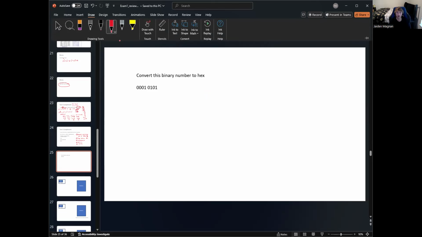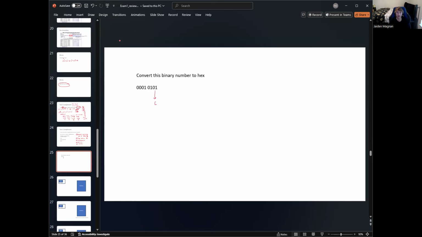So 0 1 0 1 is going to be 1, and this would be 2, this is 4, so this would be 5. And I got that from 1 times 2 to the 0 plus 1 times 2 to the 2 gives you 5. And then this is just 1. So 0x15 is your answer for converting this to hex. Remember, group them 4 at a time. If we had 0 0 over here, just add 2 more zeros and then put a 0 down.